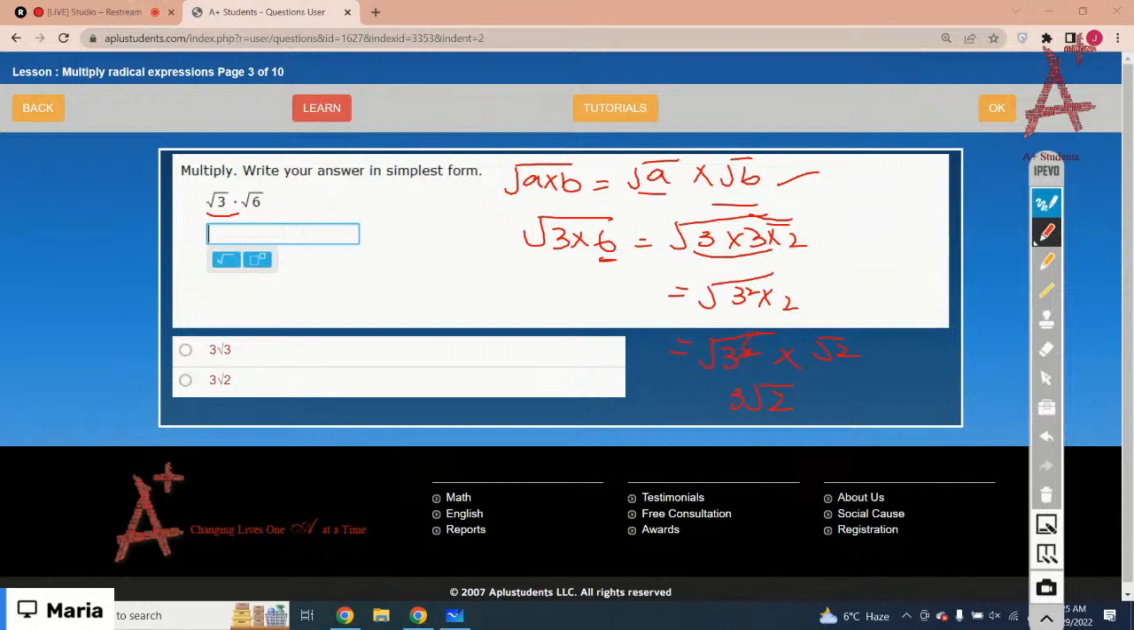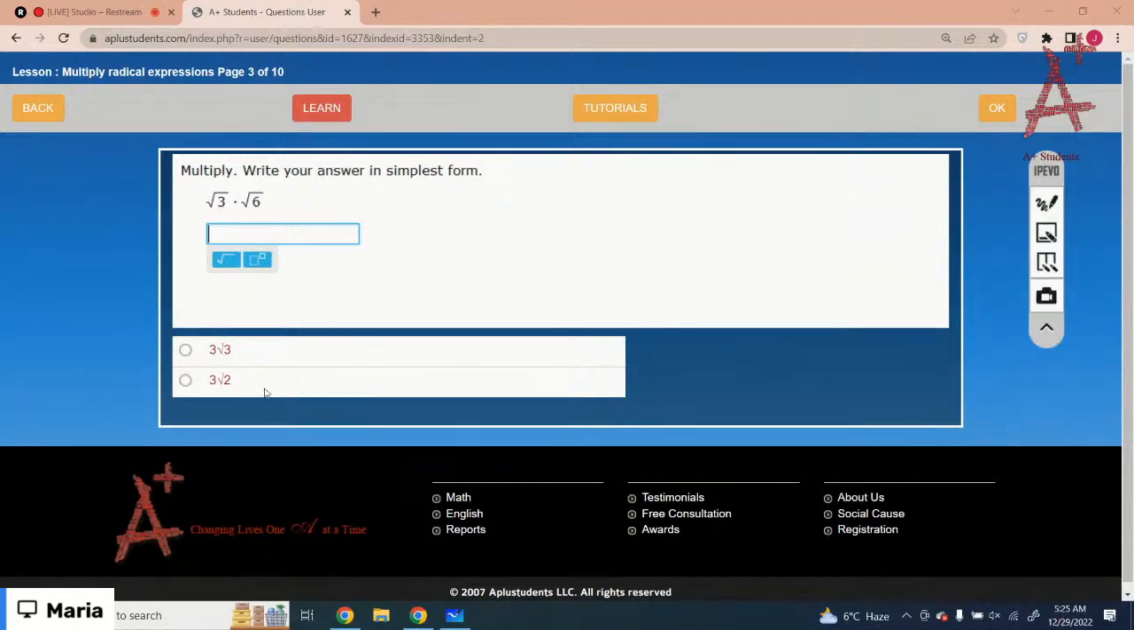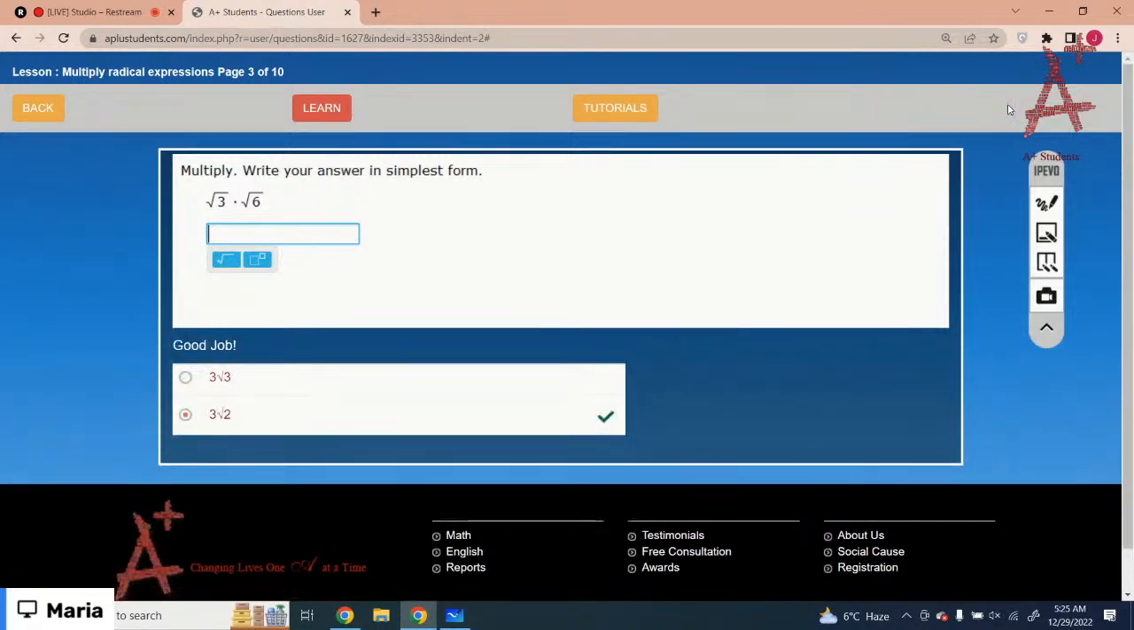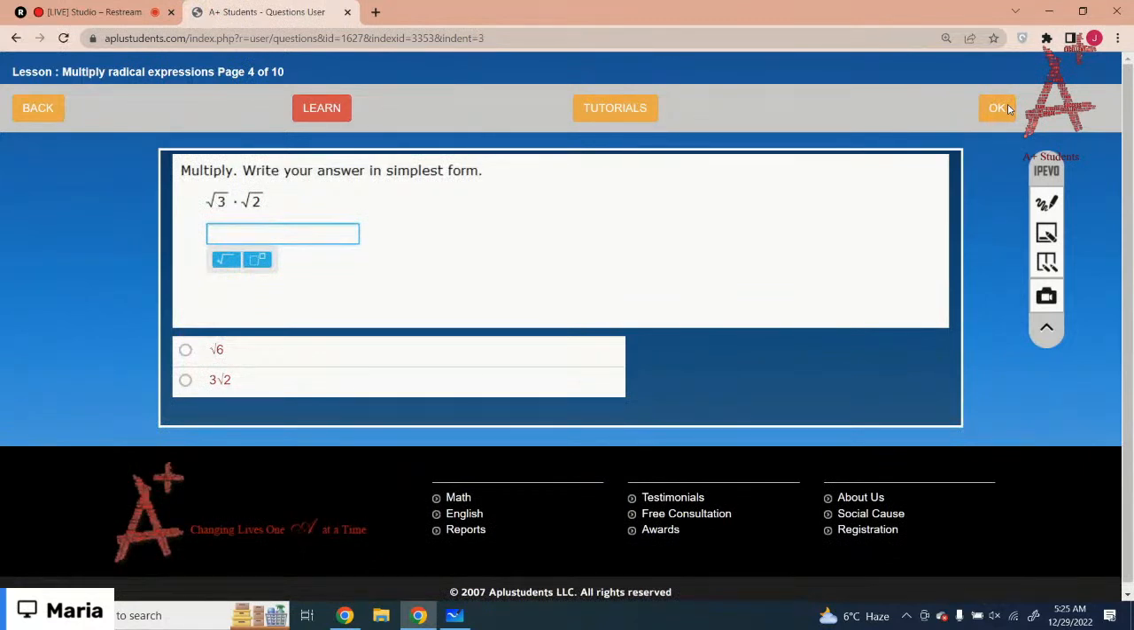Got it, everyone? So the correct option is option number 2. So just select the correct option, click on the OK button. Okay, the next one is square root 3 times square root 2. So which of the option is the correct one?